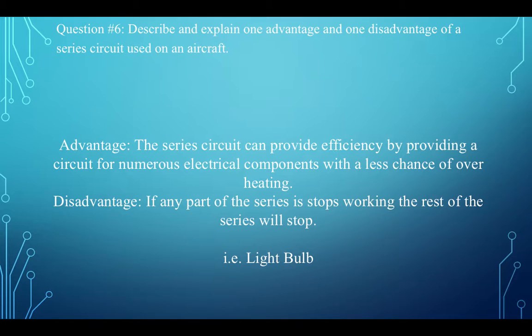Describe and explain one advantage and one disadvantage of a series circuit used on an aircraft. An advantage is that the series circuit can provide efficiency by providing a circuit for numerous electrical components with less chance of overheating while inside the aircraft. A disadvantage is if any part of the series stops working, the rest of the series will stop, for example a light bulb, just like Xmas lights.